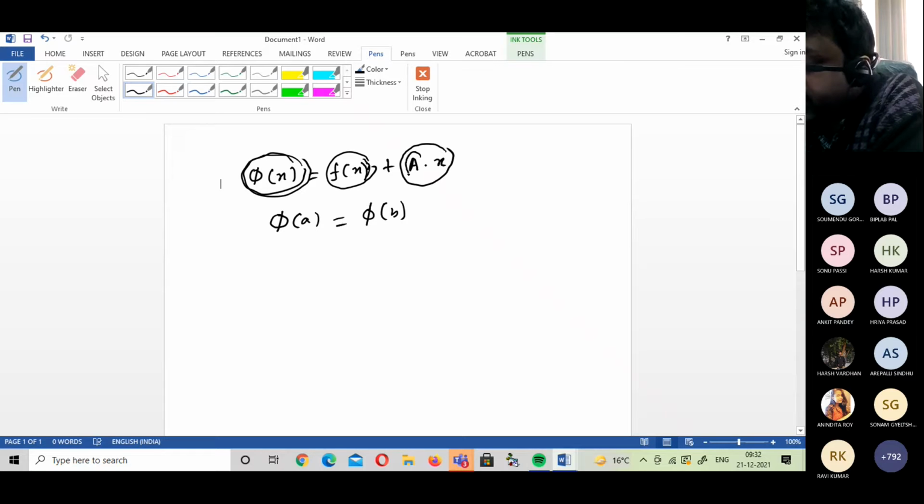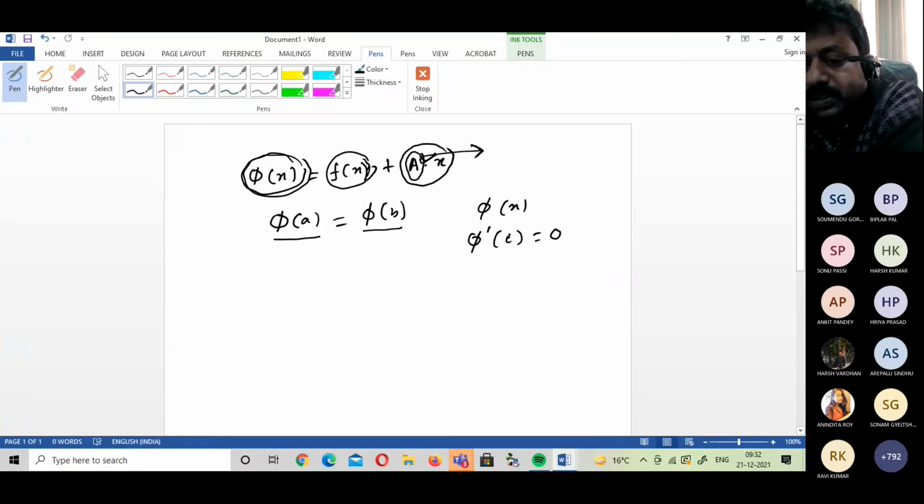You have assumed that the capital A is in your hand. The condition you may change. You can supply any value of capital A. You have supplied capital A in such a way that phi a equals phi b, so that phi x satisfies all the conditions of Rolle's theorem. So phi dash c equals 0. Okay, this is your answer.